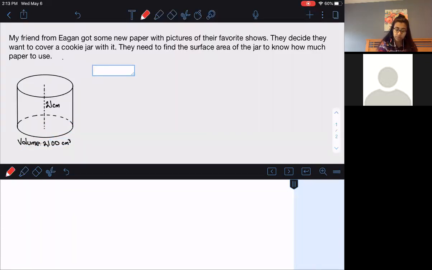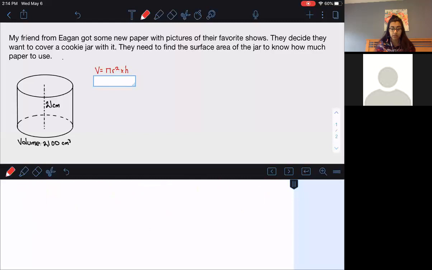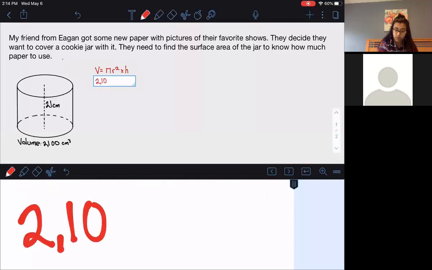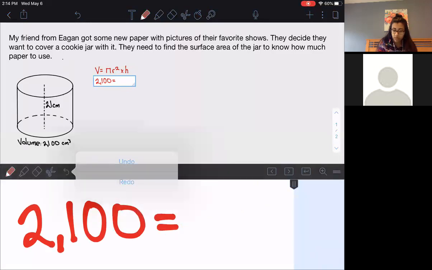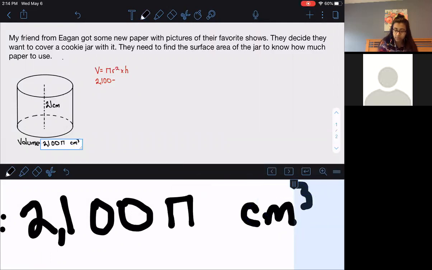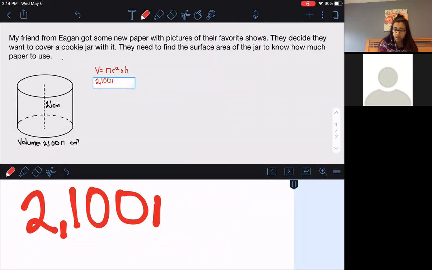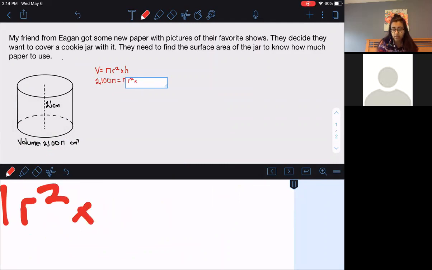We know our formula for volume is V, the volume, equals pi r squared, the radius squared, times the height. We know a few of the numbers to substitute in. We know that 2,100 is the volume. Pi we can just leave, or let's say this is going to be 2,100 pi, just to make the numbers a bit more simple. So now we can say that 2,100 pi is equal to pi times the radius squared, which we still don't know, times the height, which we know is 21.